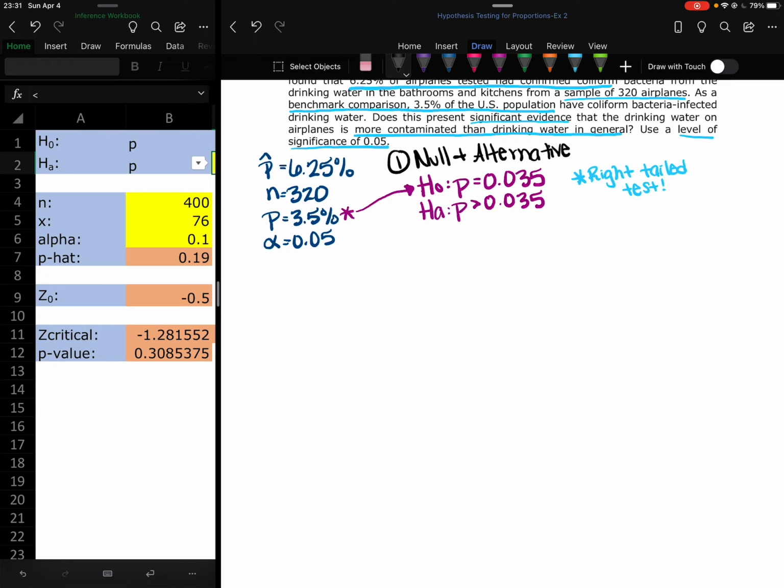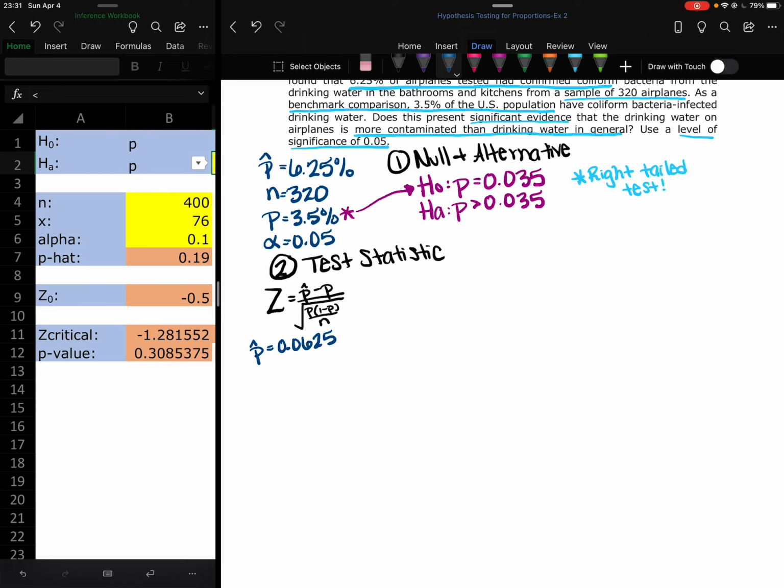So I'm going to do steps 2 and 3 by hand, just like I did with the first example, and then I'll do it in Excel as well to check. So step 2 is finding your test statistic. And again, that z-score equation is p hat minus p over the square root of p times 1 minus p over n. So this time we were given p hat.